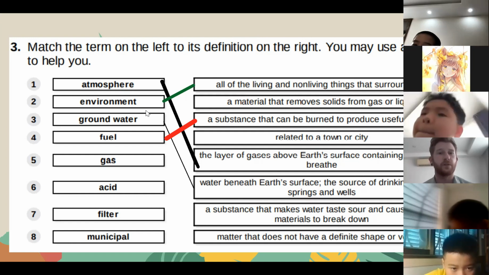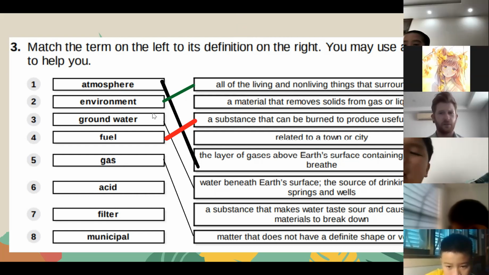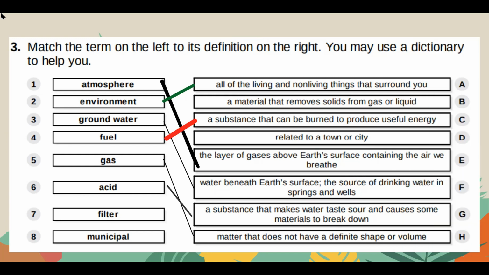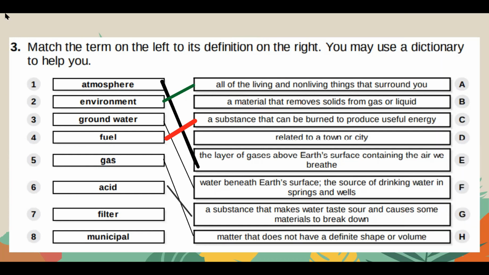Ming Cho, can you draw one for gas, please? And Lucy, for filter. But I cannot draw on the screen. Okay, fine. Sky, for municipal. Yeah, excellent. And municipal really means related to town or city.